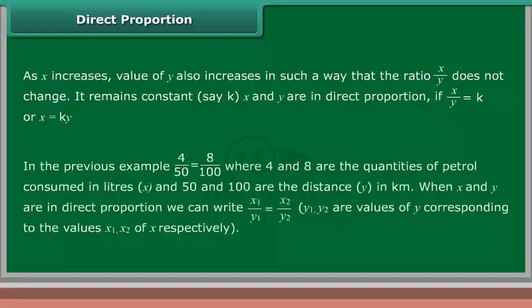When X and Y are in direct proportion, we can write X1 upon Y1 is equal to X2 upon Y2, where Y1, Y2 are values of Y corresponding to the values X1, X2 of X respectively.